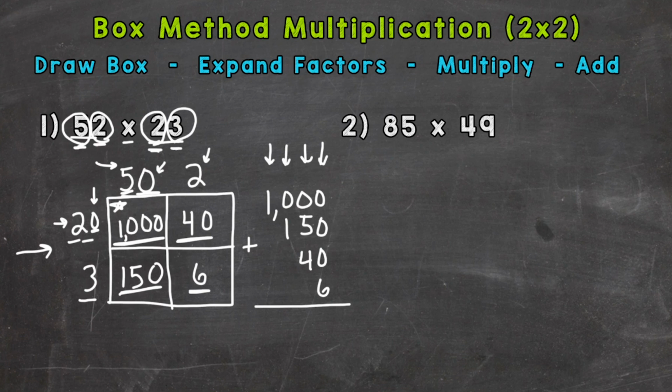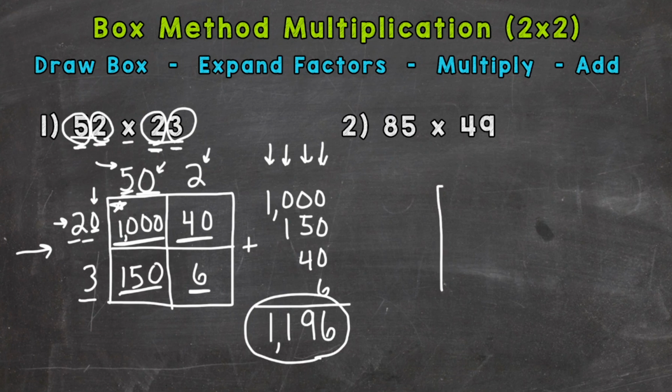So let's add: 0 plus 0 plus 0 plus 6 is 6. 0 plus 5 plus 4 is 9. 0 plus 1 is 1. And then we have a 1 over there. So 1,196. So on to number 2, where we have 85 times 49.